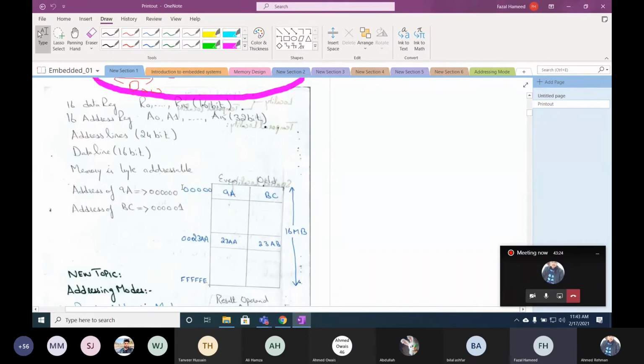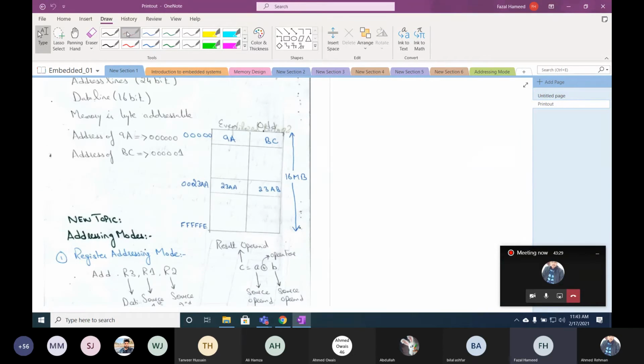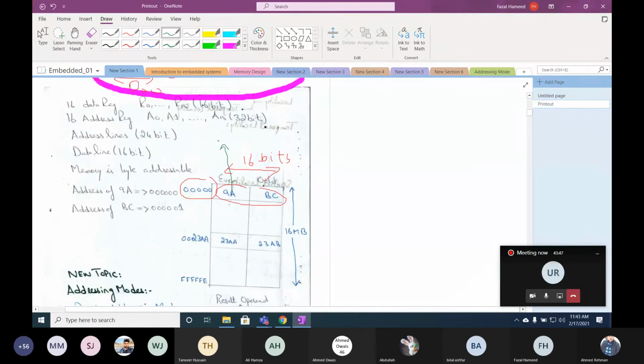Okay, so now it's the same thing that is written. If you look at this address, location 0, it contains 16 bits of data. So this data is 16 bits. What is the address of 9A? Tell me. 0000. 00000. What is the address of BC?